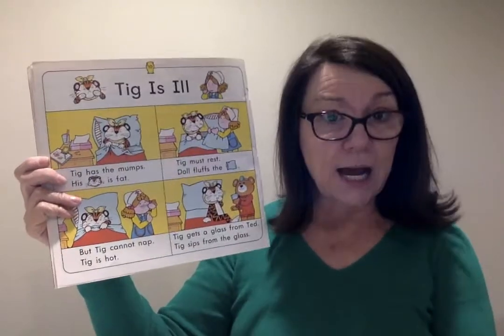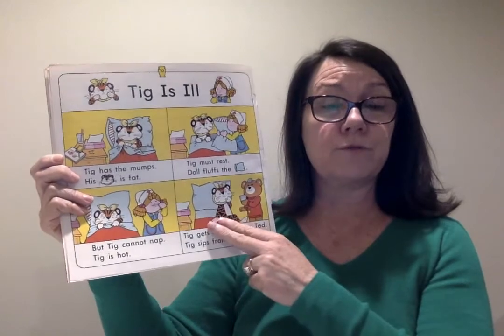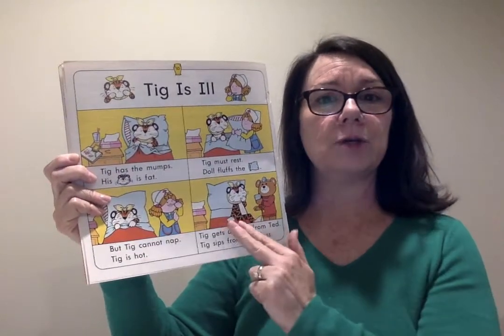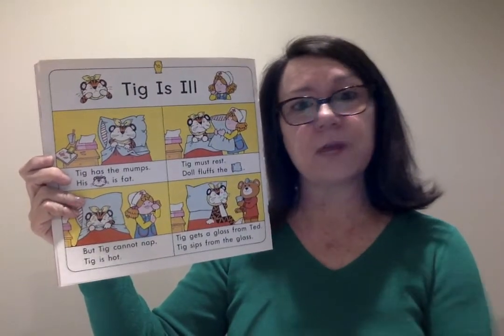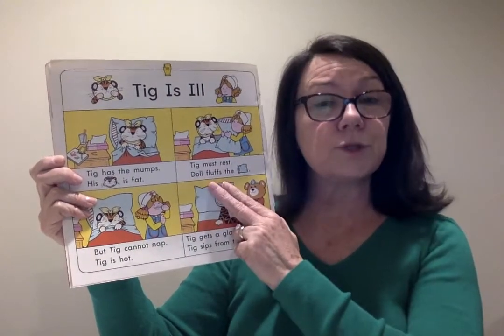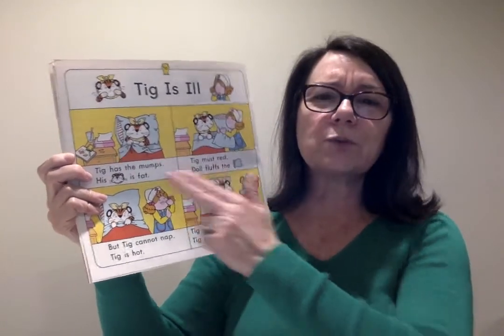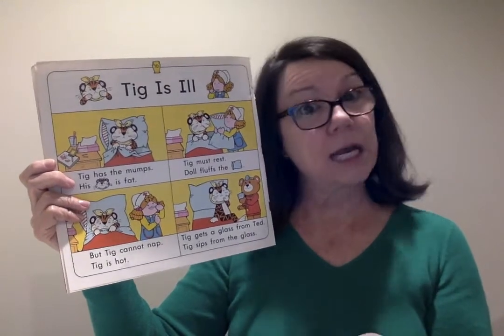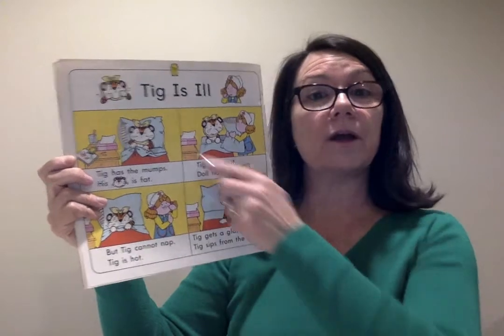So sometimes it's helpful to read a story with just the pictures first, using our eyes to look at each caption and see what's in the illustration, because it can often inform us as to the words that we're going to be reading and what is happening in the story. So first we're going to look at the pictures, then I'm going to go back and read it to you. And then tonight you will read to an adult in your household the story of Tig is ill.